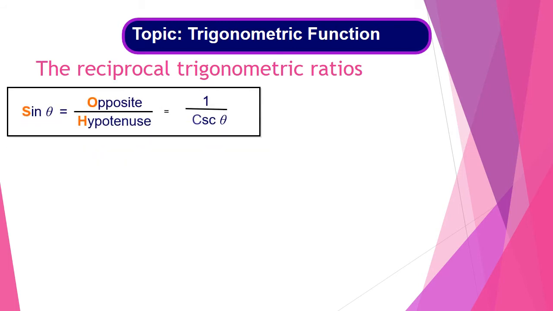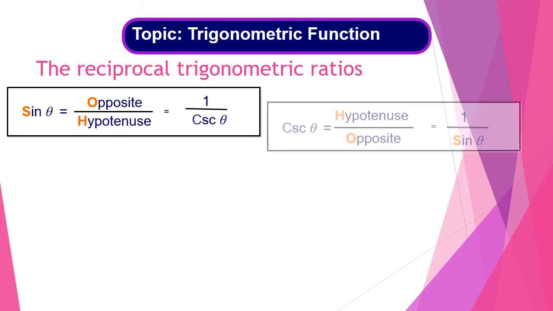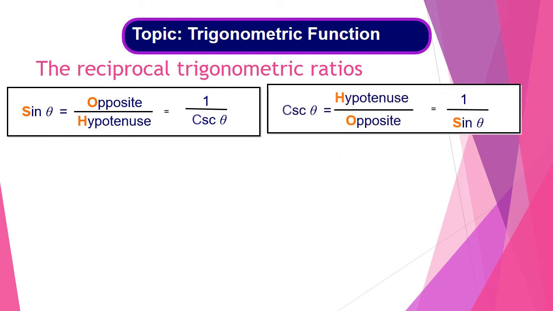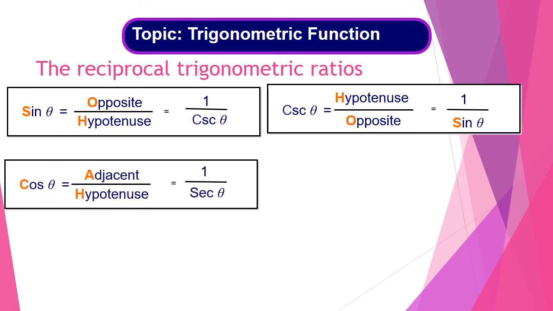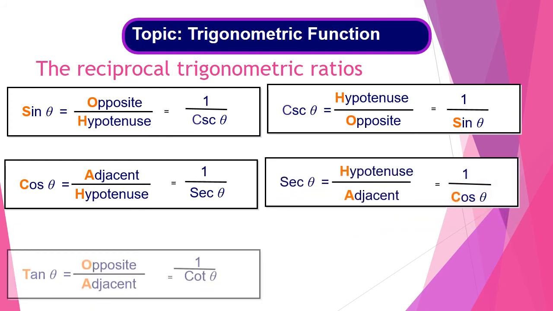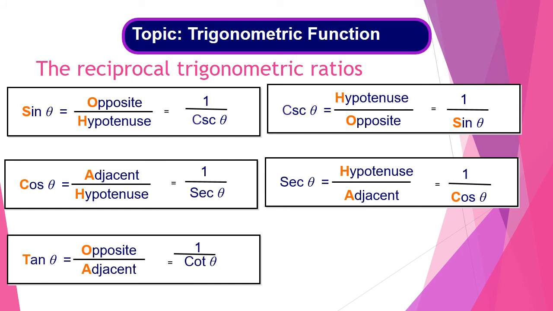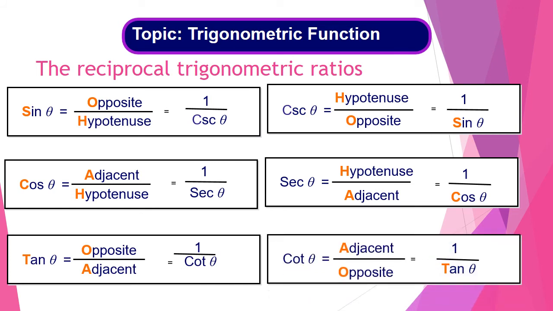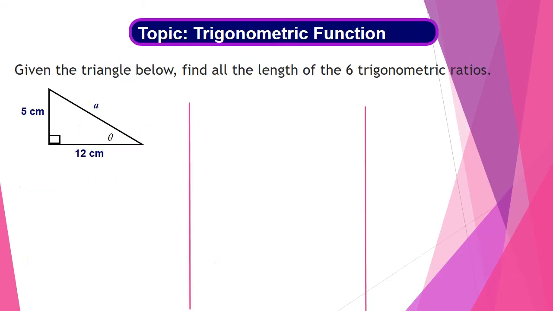Now, if you see, sine theta is opposite over hypotenuse. It is the reciprocal of the cosecant, while the cosecant is hypotenuse over the opposite. It is the reciprocal of the sine. We have the cosine theta, which is the reciprocal of the secant. The secant is the reciprocal of the cosine. The tangent is the reciprocal of the cotangent, and the cotangent is the reciprocal of the tangent.